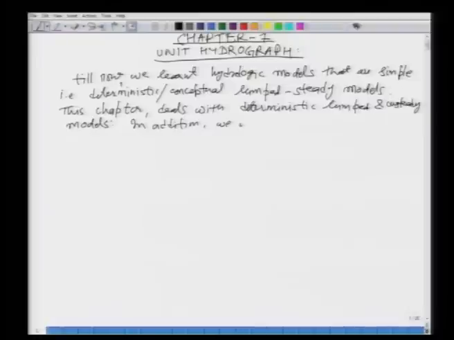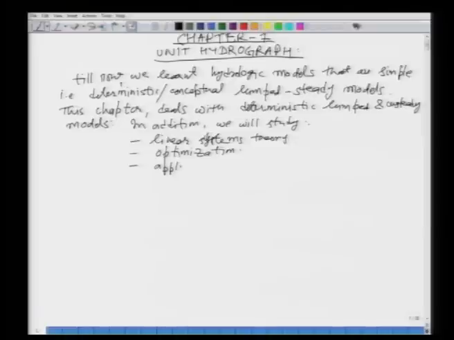we will need to look at what is called linear systems theory, on which it is based. We will also use our knowledge of optimization. I hope that you know the basic concepts of optimization, which will be assumed, and also some knowledge of statistics will be utilized to carry out some of the things.